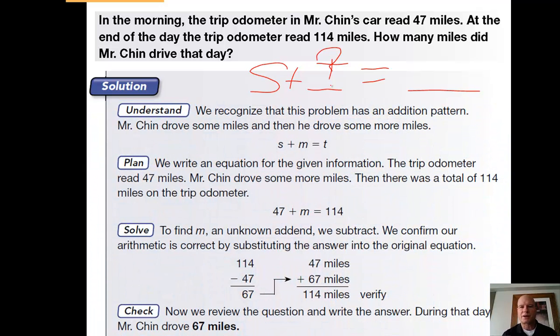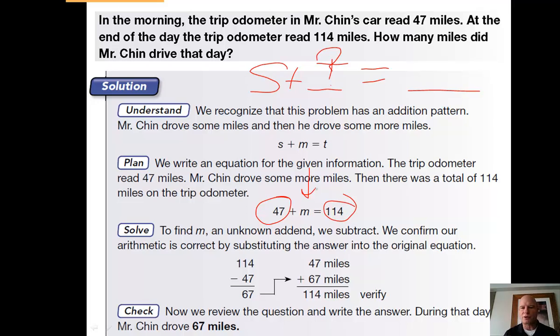What we understand is that we recognize that the problem has an addition pattern. Mr. Chin drove some miles and then he drove some more miles. We write the equation down here in the trip odometer. Here's our 47. Mr. Chin drove 114 miles total. That's the information that we're given from the problem. We've got to solve how many more did he drive? What was the missing M?